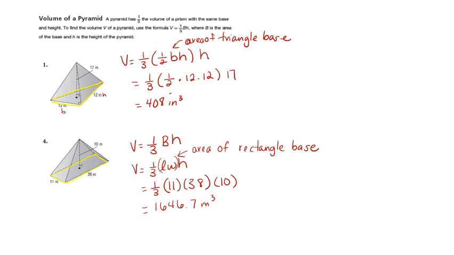All right, so the volume of a pyramid is a third of the prism with the same base and height. Okay, if the base is a triangle, then you do the area of the triangle. If the base is a rectangle, then you do the area of the rectangle, and then times the height of the pyramid, and then 1/3 of that.